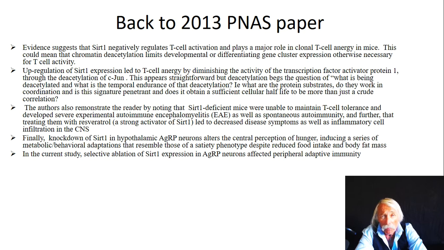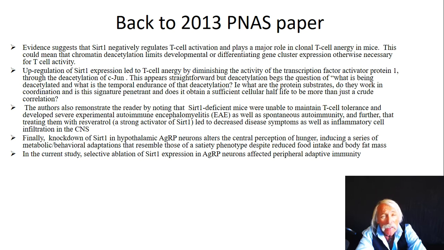Now, the authors of that 2013 paper are going to caution the reader by noting that SIRT1-deficient mice were unable to maintain T cell tolerance. So they're already telling you that something's unusual here that may throw a monkey wrench into these hypotheses. And they developed severe experimental autoimmune encephalomyelitis, or EAE. We'll talk more about EAE later, but that is the animal model for MS.